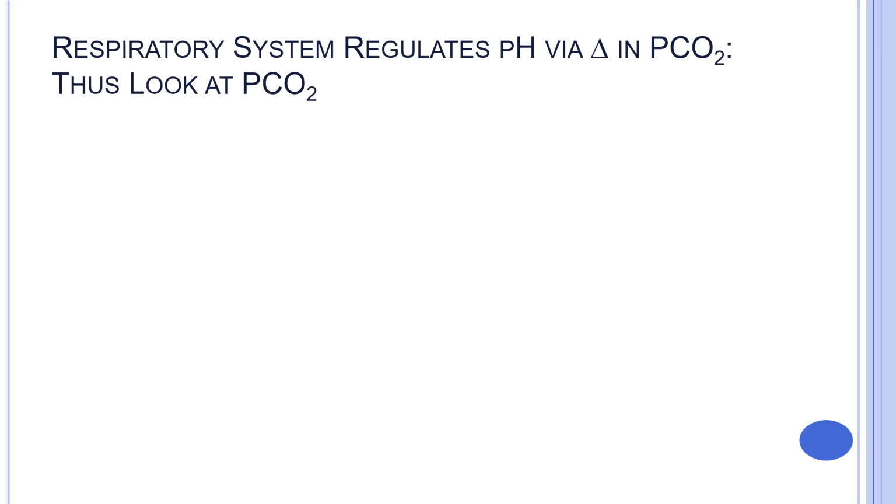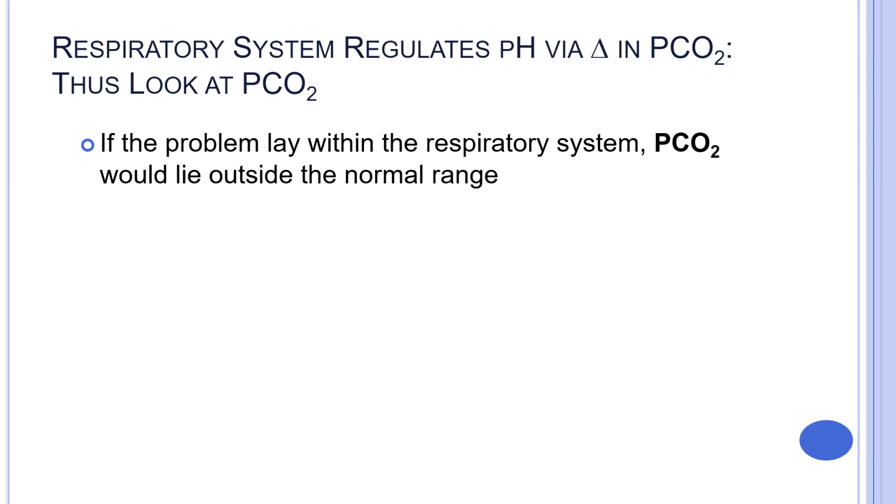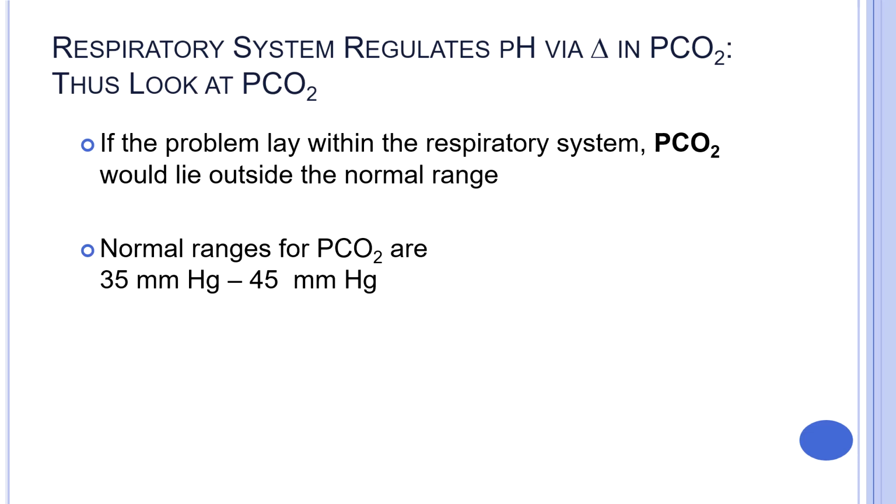Make sure at this point you've already gone through and done the study guide questions and watched the whole video that explains it, from beginning to end, and paused and done the problems that he gives you also. Okay, so the respiratory system regulates pH via a change in the pressure of carbon dioxide. Thus, we're going to look at the result of carbon dioxide.